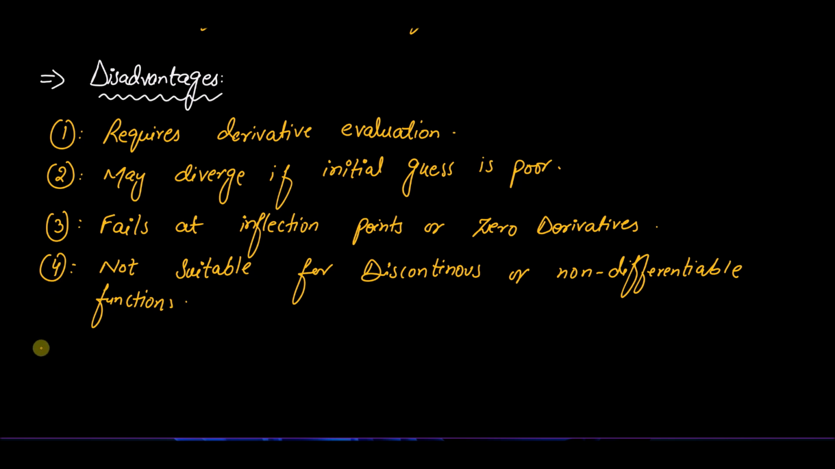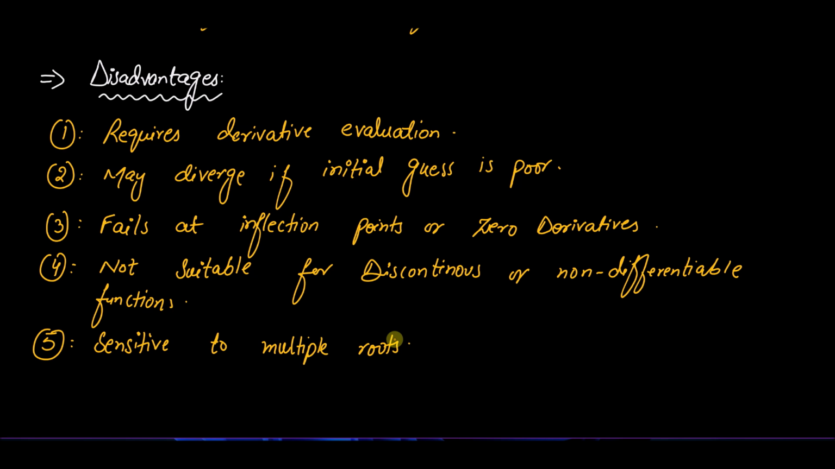The fifth disadvantage is that it is sensitive to multiple roots. So in some cases where the function has multiple roots or repeated roots, the Newton-Raphson method can converge very slowly or may converge to a wrong root entirely.